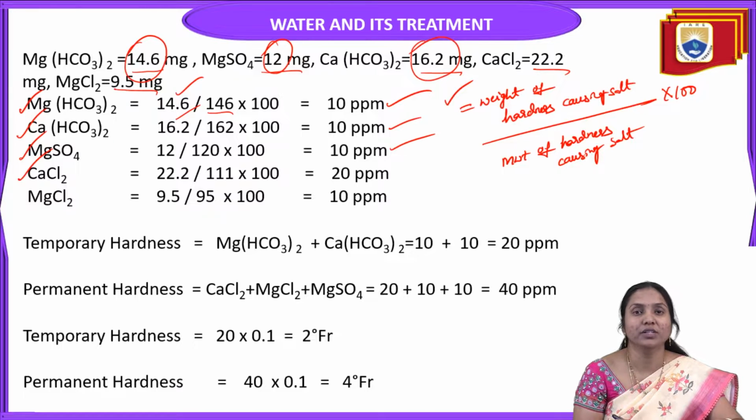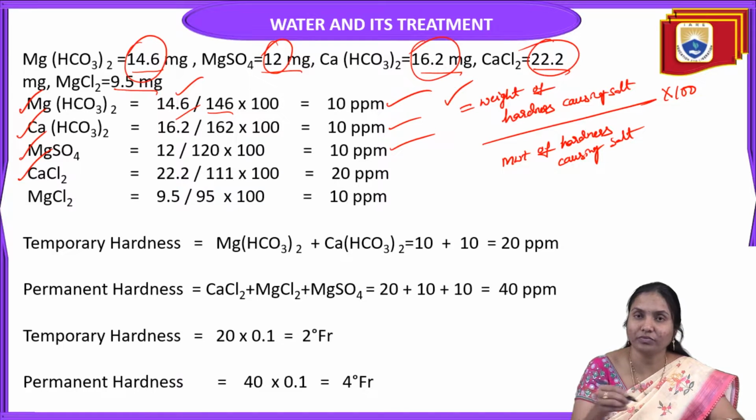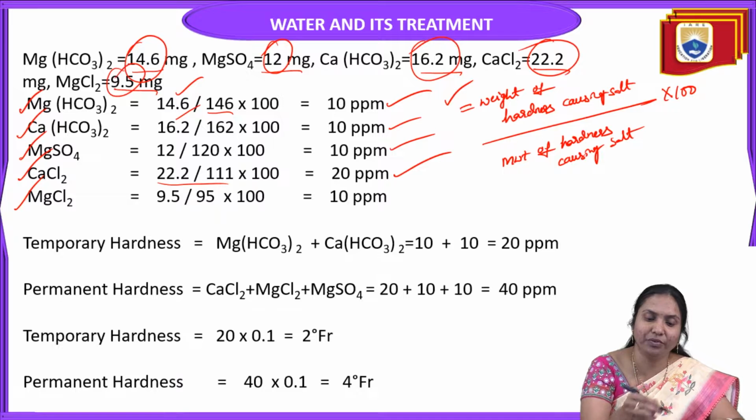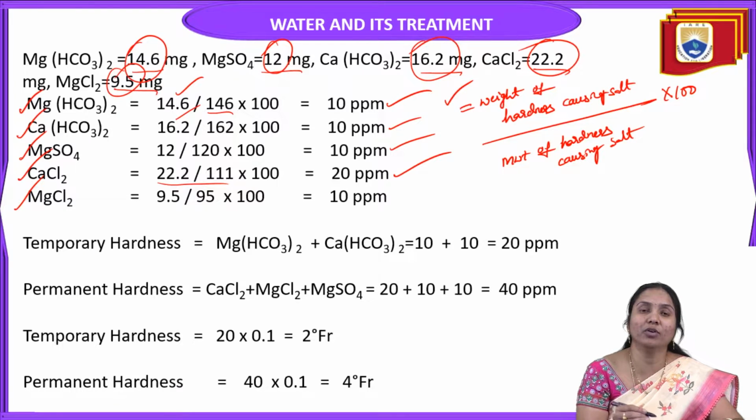The weight of calcium chloride is 22.2, and the molecular weight of calcium chloride is 111. So 22.2 by 111 into 100, then we get 20 ppm. And the last one is magnesium chloride. The weight of magnesium chloride is 9.5 and the molecular weight of magnesium chloride is 95 into 100. So 9.5 by 95 into 100, after calculation you will get 10 ppm.